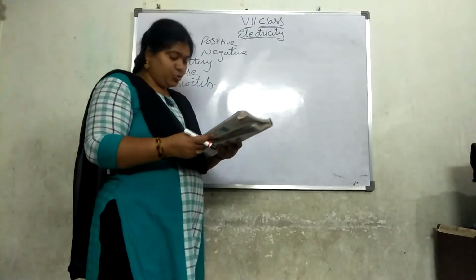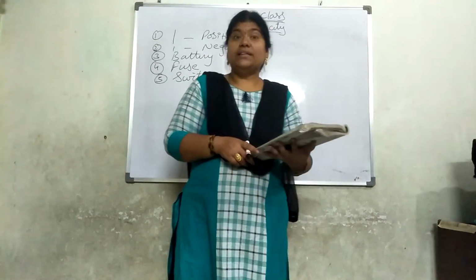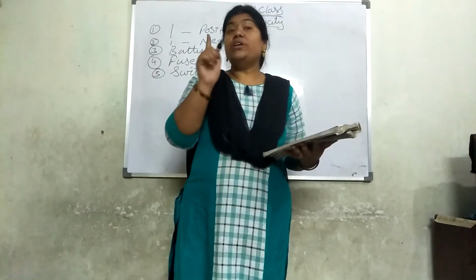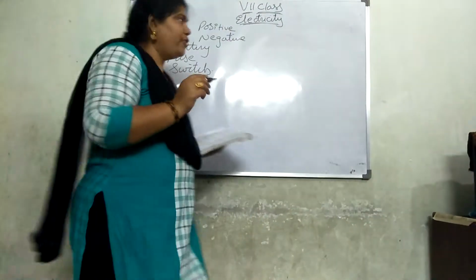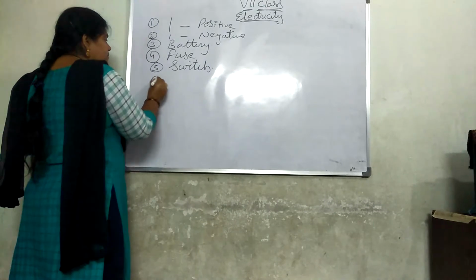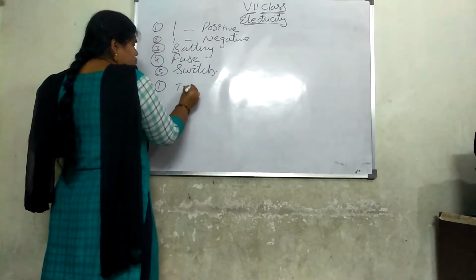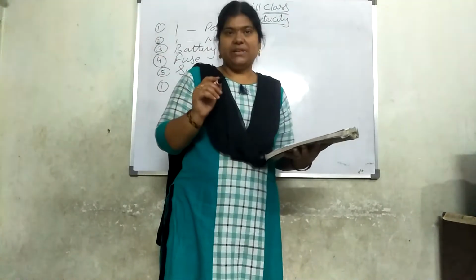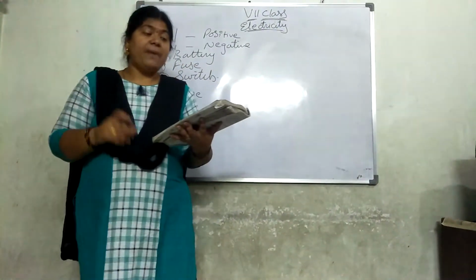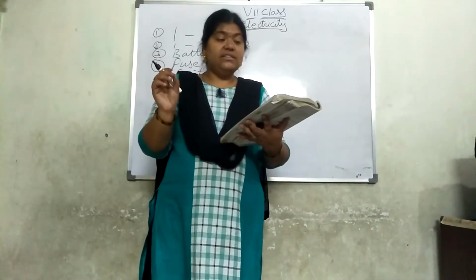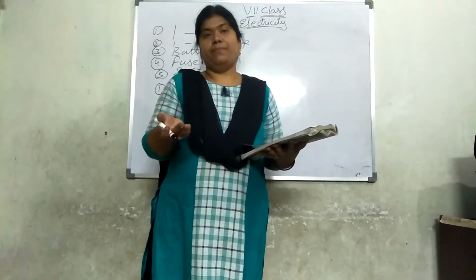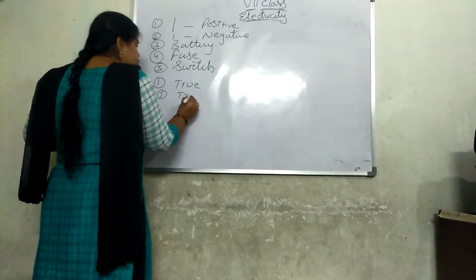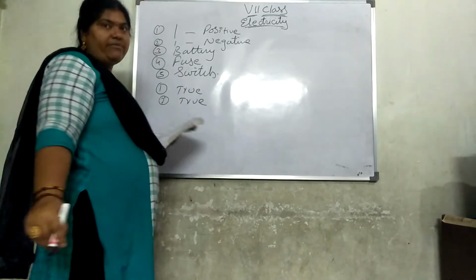Next one, here true or false questions are given. Try to answer them. In series connection, electricity has only one path. Is it true or false? So the first one is true. Already I told you, in series connection, a single path will be present. Okay. The next one: in parallel circuit, electricity has more than one path. Is it true or not? Yes, it is true. It is having more than one path.